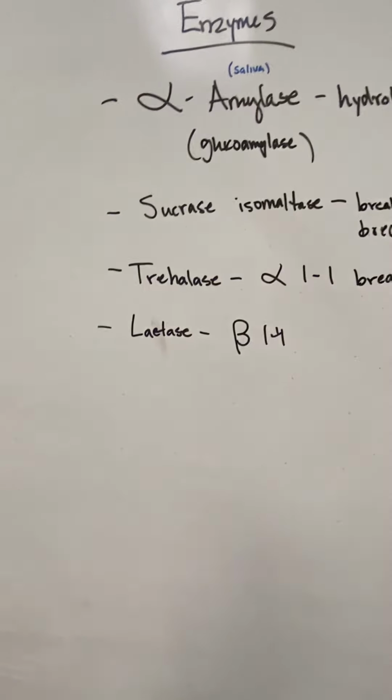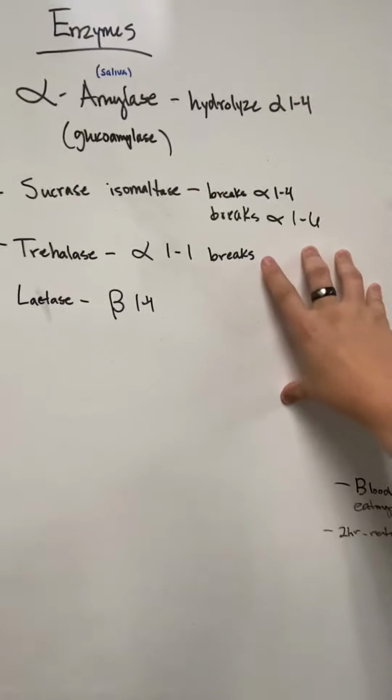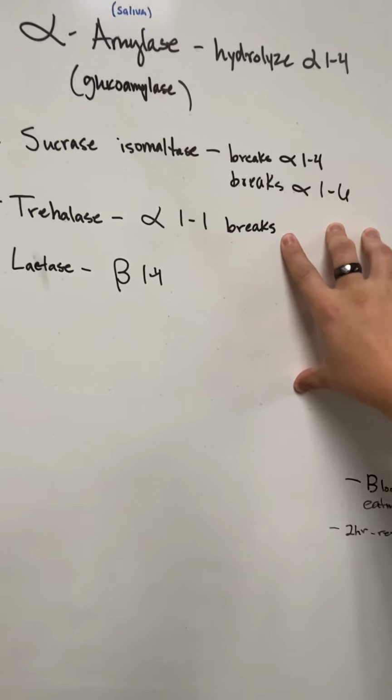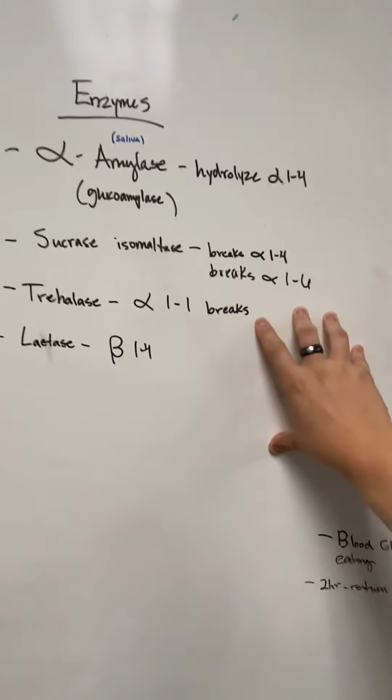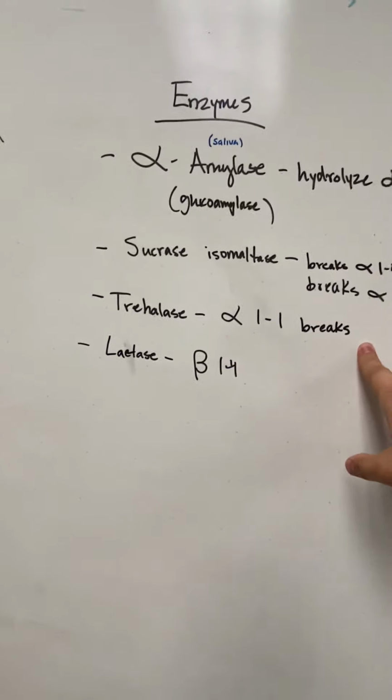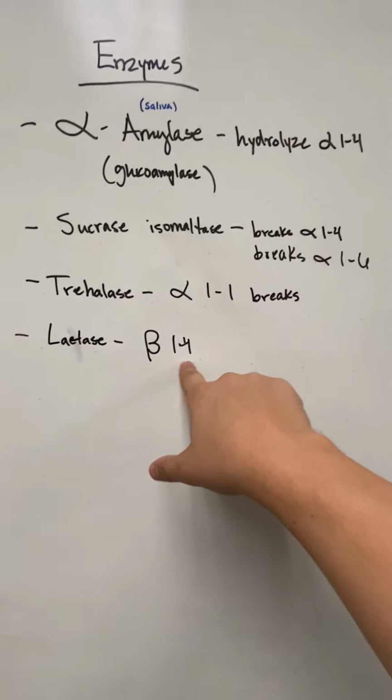We have trehalase, which breaks 1,1 bonds. He said in the video that this is associated with, like, if you eat a lot of mushrooms or something like that, you need this one. And then lactase breaks beta 1,4s.